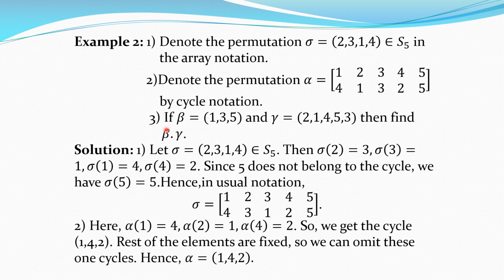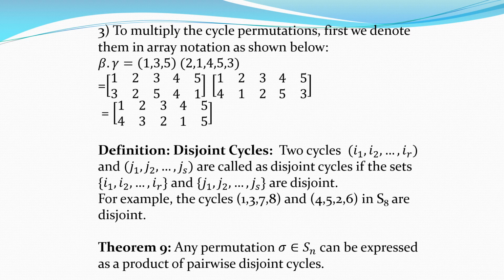Now in the third example, beta and gamma are given in cycle notation. If they are written in cycle notation and we use them directly, then it is difficult to find beta composite gamma. So if you express beta and gamma in array notation, then immediately we can find beta composite gamma. Observe here, the maximum number is 5 and here also the maximum number is 5. So you can consider beta and gamma as permutations on 5 symbols 1, 2, 3, 4, 5.